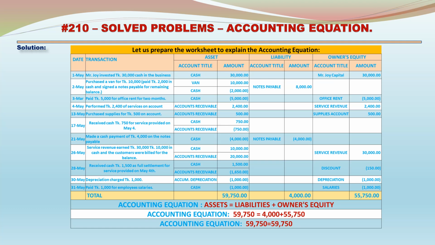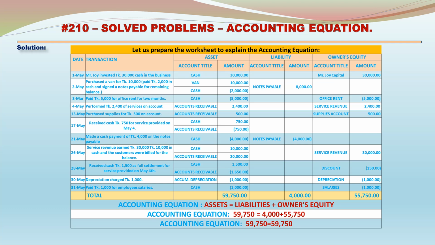May 26. Service revenue earned 30,000. TK 10,000 in cash and the customers were billed for the balance. Cash debit 10,000, accounts receivable debit 20,000. Service revenue 30,000 to owner's equity. May 28. Received cash 1,500 as full settlement for services provided on May 4. Cash debit 1,500. Accounts receivable credit 1,650. Discount in owner's equity minus 150.